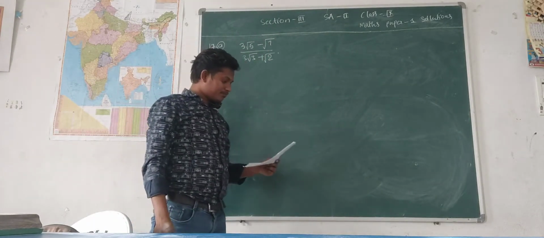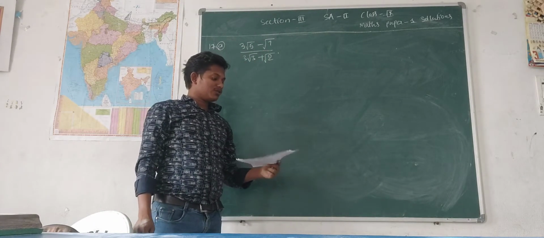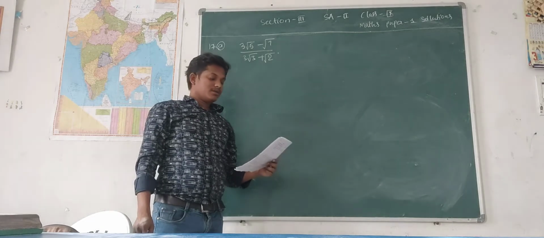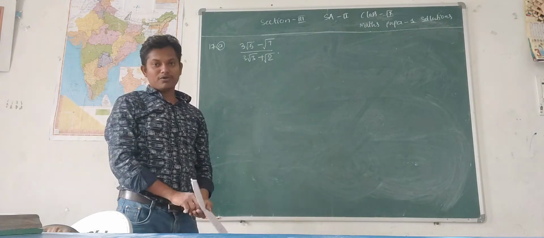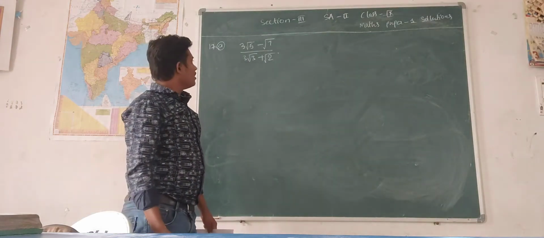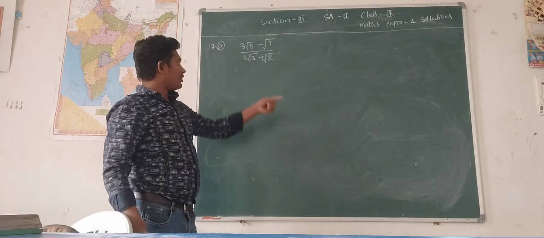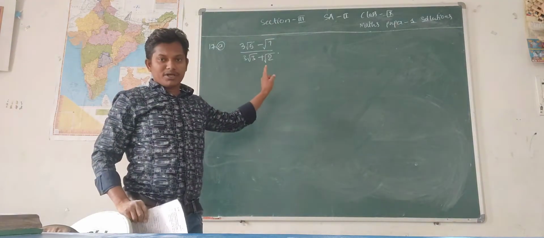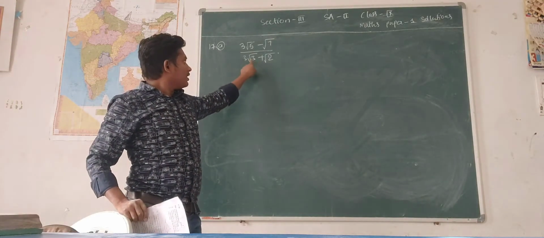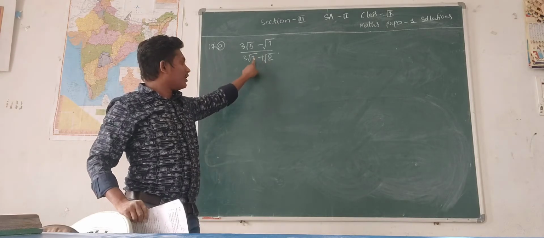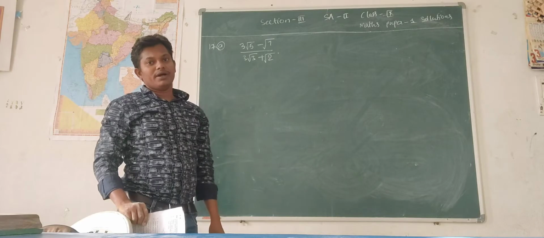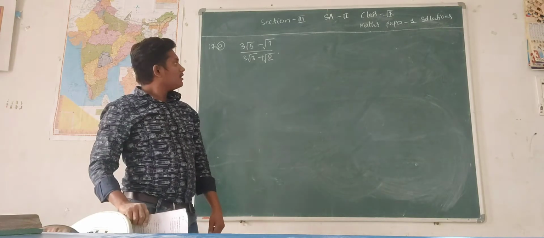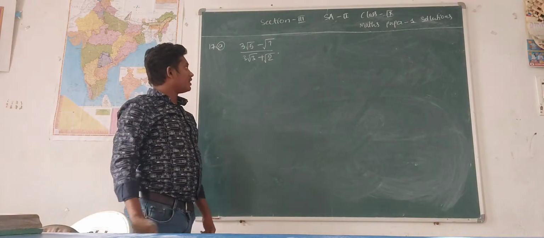Next one: simplify (3√5 − √7)/(3√3 + √2) by rationalizing the denominator. Okay, we have to simplify this one. Why are we rationalizing the denominator? Because here in the denominator √2 and √3 are irrational numbers. That's why we are rationalizing the denominator.